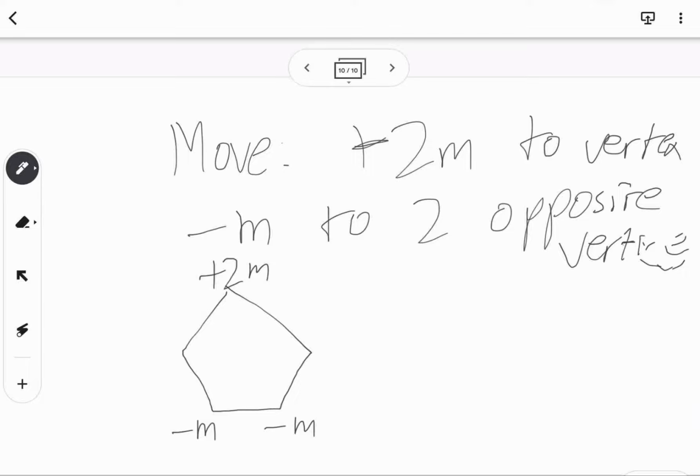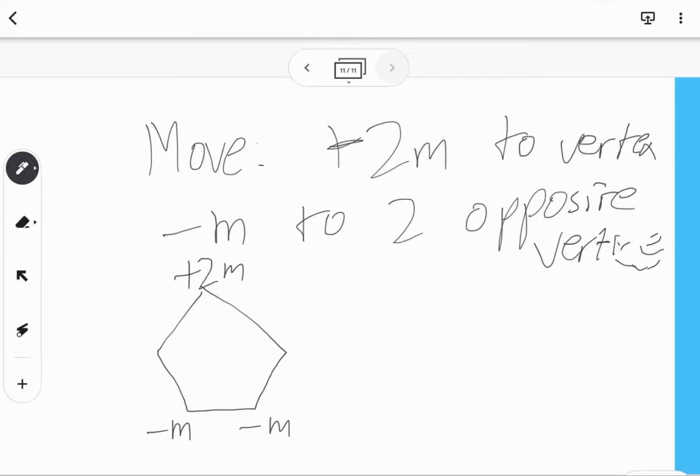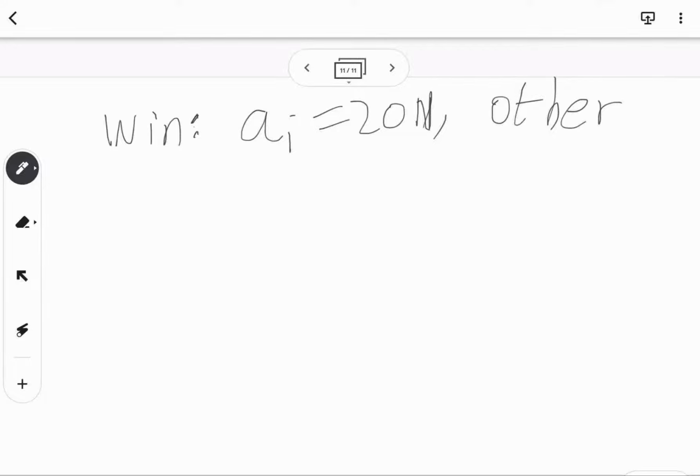So basically what you want to prove is, okay, first of all, you win. Well, first of all, a simple invariant, before I finish saying what the problem says, is that the sum of Ai is always the same, right? Because you're adding 2m to a vertex and subtracting m from the other two vertices, so the sum is always the same. So you win when Ai equals 2011 and the other vertices equal 0. So you want to make 4 of the vertices 0 and the fifth one 2011.